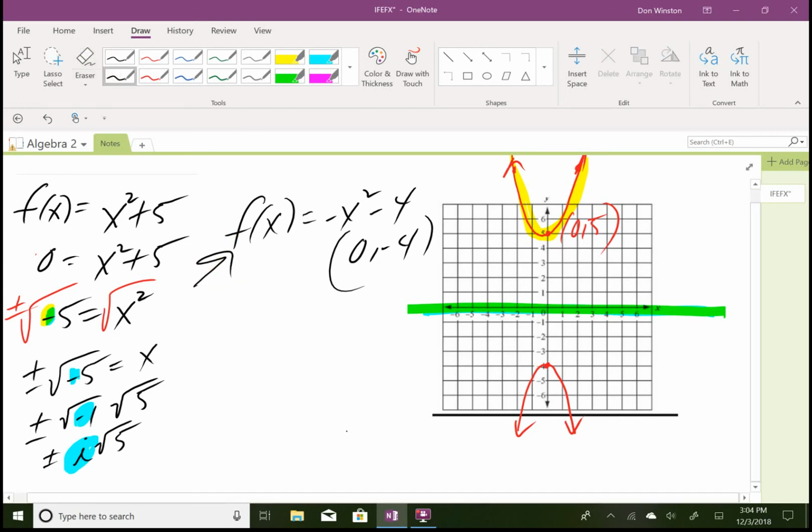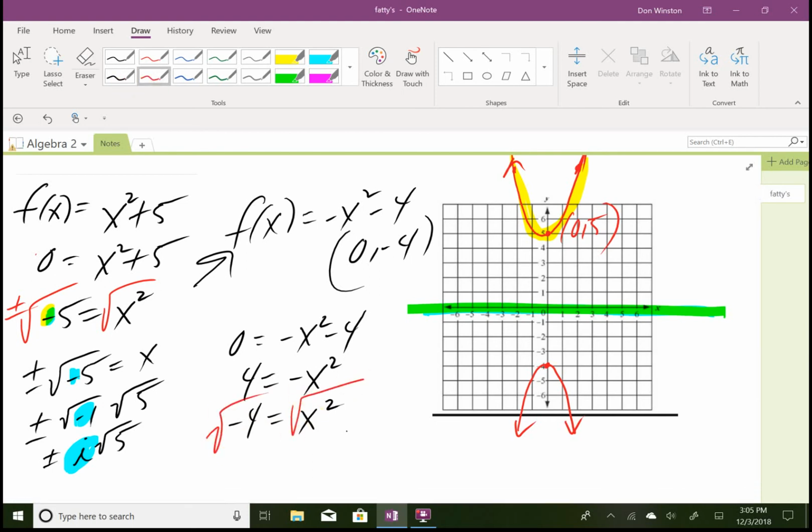And we can see that if I tried to find the zeros for that function here, well, let's do this here. I'll set f of x equal to 0: 0 equals negative x squared minus 4. Add 4 to both sides: 4 equals negative x squared. Multiply both sides by negative, and I'll get negative 4 equals x squared.